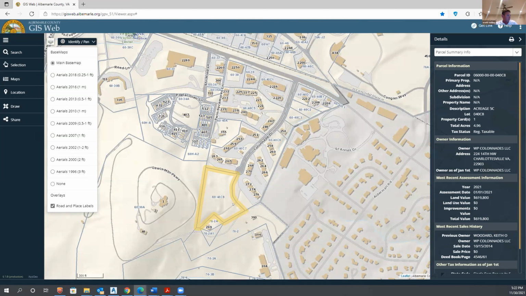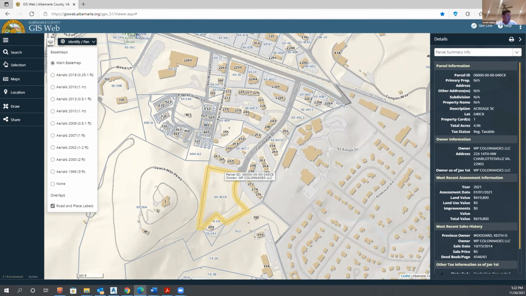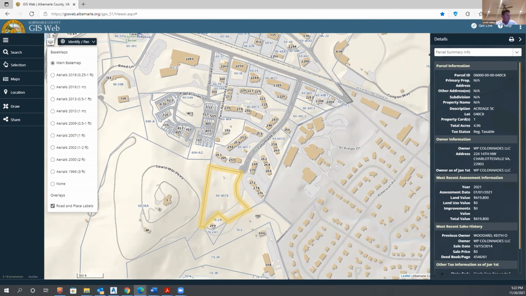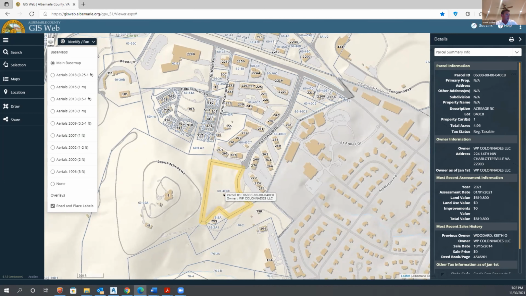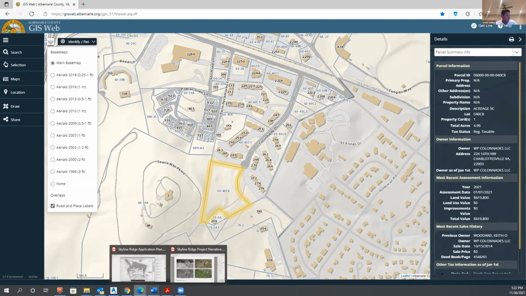So as Ben noted, it's at the end of Colonnade Drive right here. That's the subject parcel right there, about 4.96 acres. As Ben noted, the project received site plan approval and got a land disturbance permit in 1997, and they started work. They actually graded the site and put in some utilities. I'll show you what they would look like.